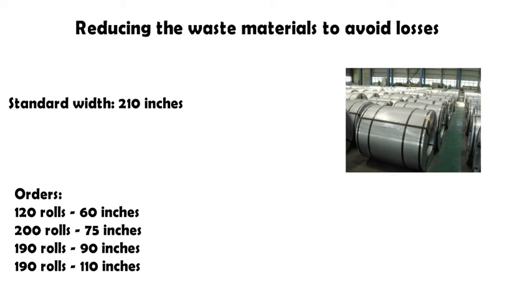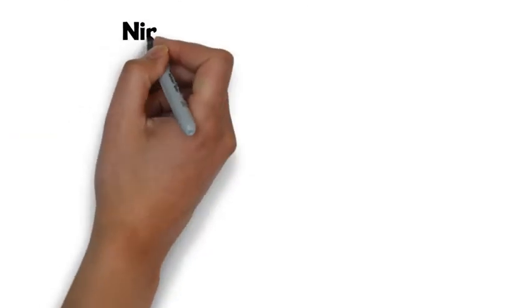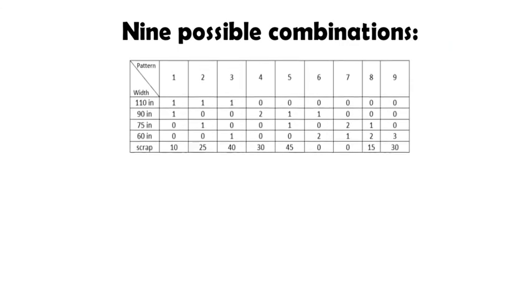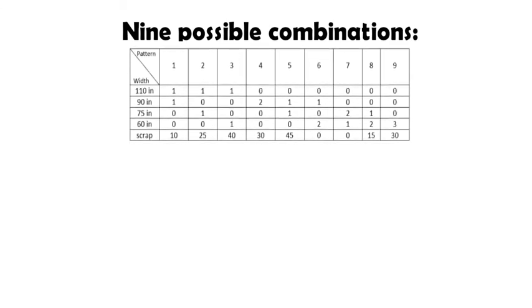The basic cutting pattern feasibility constraint in this problem is that the sum of the widths cut from each stock roll must not exceed the standard width of the produced stock roll. We shouldn't exceed the standard width while cutting these orders, so we only have 9 possible combinations to cut the order efficiently. The first combination is to have one sheet of 110 inch width and one sheet of 90 inch width, and the scrap will be 10 inches.